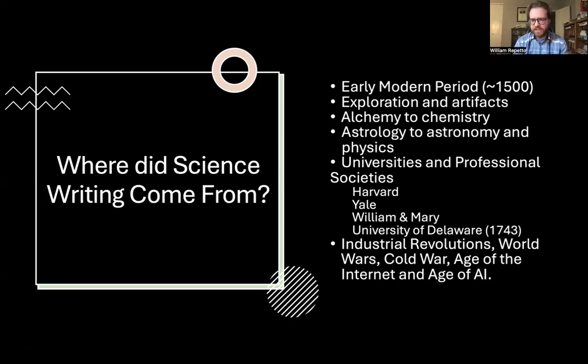But some of the universities that developed, the earliest ones you might be familiar with, Harvard and Yale in the US, of course, and William and Mary, all some of the earliest colleges and universities. I threw in our very own there, University of Delaware. That brings us kind of to the end of the early modern period, which wraps up around 1750. And so that's a very condensed idea of what that period means, but that's why we have science writing, right?